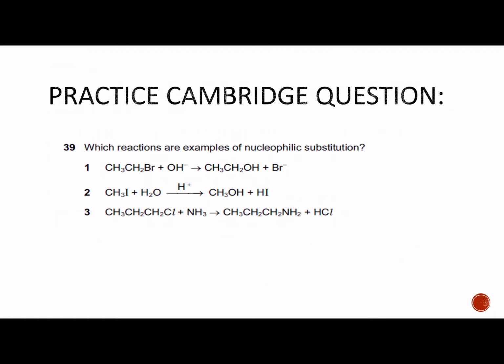All right, so pause the video and see if you can figure out which of these are classified as nucleophilic substitutions. Okay, so did you get it right? Number 1 is a nucleophilic substitution. Number 2 is a nucleophilic substitution. And number 3 is a nucleophilic substitution. And every single one of these, you are swapping one nucleophile for another.